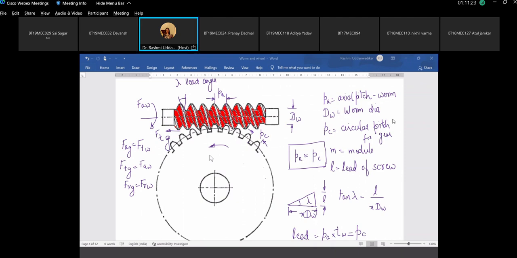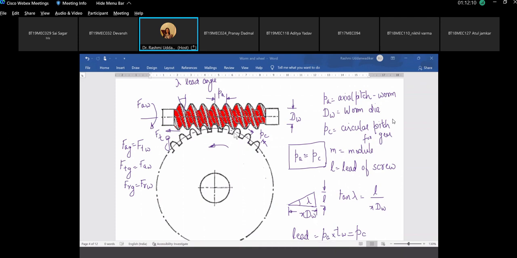So next class we'll start from here: how the axial force for the worm is the same as the tangential force for the gear, and how the axial for the gear becomes the tangential for the worm. Which one is a desirable component of force out of all these forces? FTG, the tangential force on the gear. This is the required force, which is responsible for power transmission. There are so many components, because this tangential or axial component will act along the helix angle, and it will have its component along the helix angle lambda.